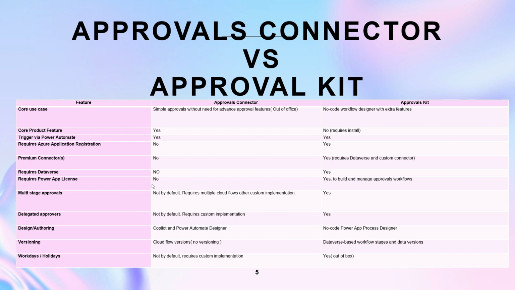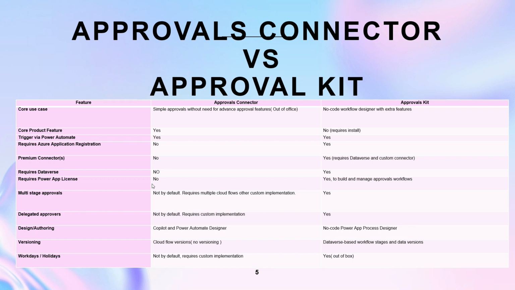So as we all know, Dataverse is a kind of database that is required for the approval kit, where it stores approval information and other information. So Dataverse is required in the case of approval kit, but Dataverse is not required in the case of approval connectors.